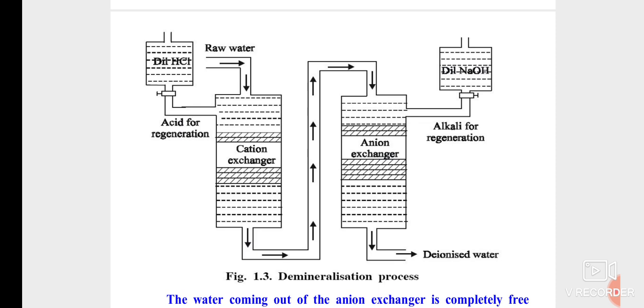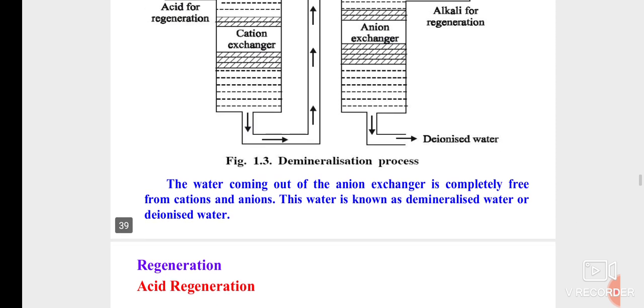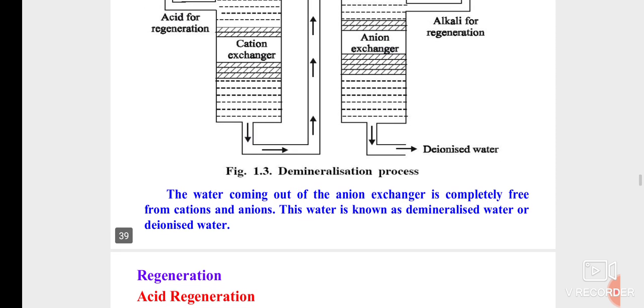at the final column of the anion exchanger to produce the deionized water. So now we are going to the regenerative reactions of the two different exchangers, cation exchanger and anion exchanger. The water coming out from the anion exchanger is completely free from cations and anions, so it is called demineralized water or deionized water.